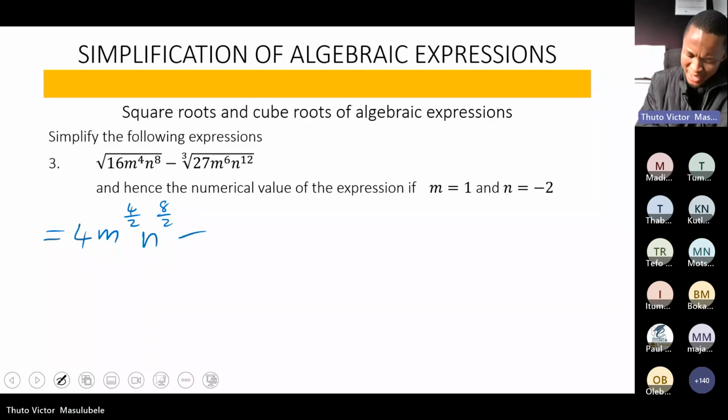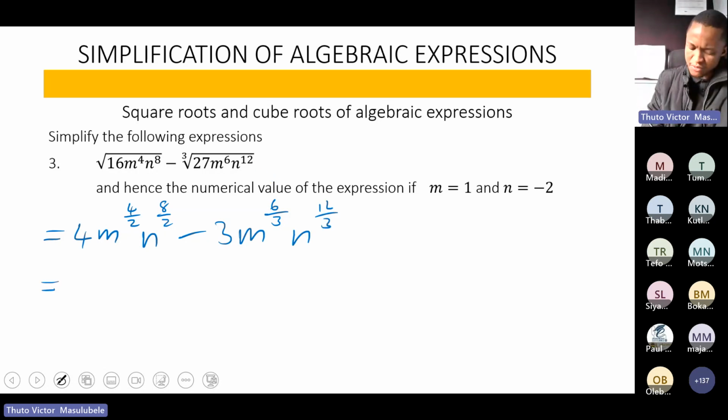Minus, now we're dealing with the cube root now. The cube root of 27, you'll know that it's 3. Now what happens when dealing with these variables? Then you simply divide the exponent of that variable with the root. Because we're dealing with the cube root, we divide it by 3. Same applies to the variable n. We'll have here 12 divided by 3. And then we simplify everything. We'll have 4m squared n to the power of 4 minus 3m squared n to the power of 4.